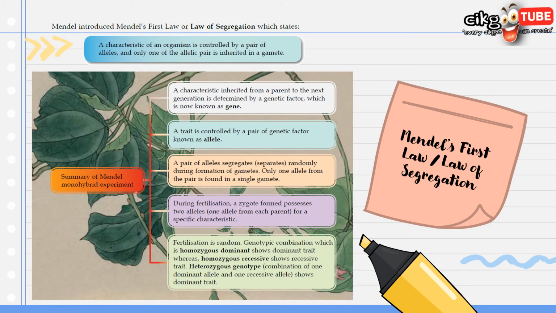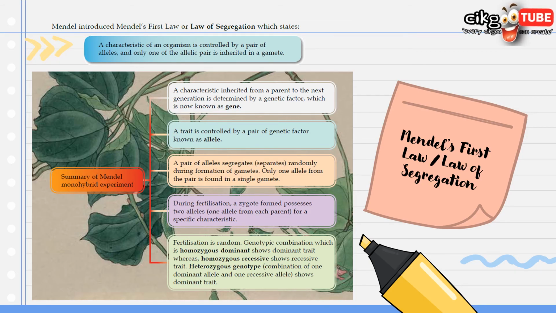So Mendel's first law is the law of segregation. Based on his experiment on monohybrid cross, he proposed this first law. The law of segregation says that a characteristic of an organism is controlled by a pair of alleles, and only one of the allele pair is actually inherited in a gamete.